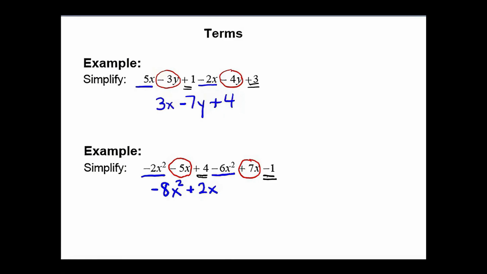These are different signs, so we're going to subtract. 4 minus 1 is 3, and sign of the larger, so sign from the 4.